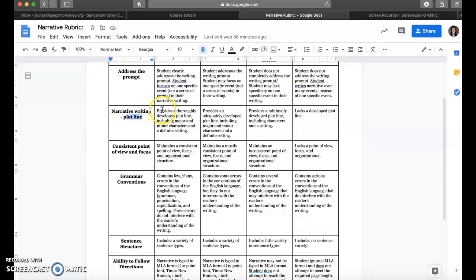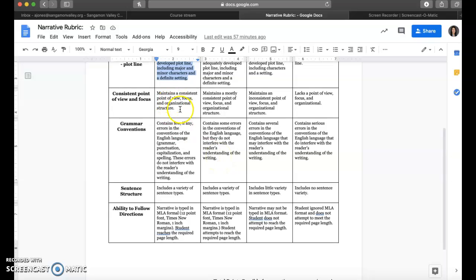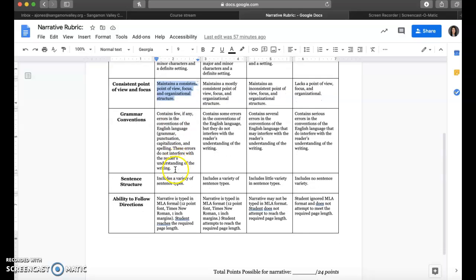Plot line. You provide a thoroughly developed plot line, include major and minor characters in a definite setting. Be descriptive with those things, okay? Consistent point of view and focus. Maintain a consistent point of view, focus, and organizational structure. Focus on paragraphs, okay? Your whole essay shouldn't be one big paragraph.